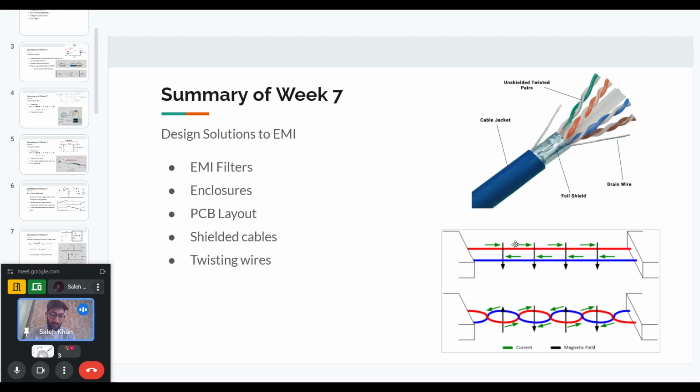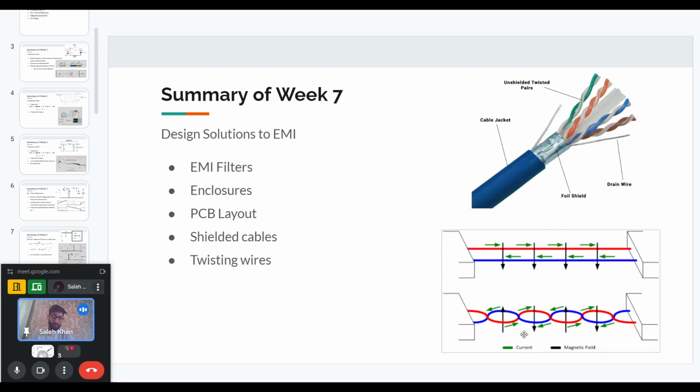Another way to reduce EMI is twisting wires. If we have two wires, one will be the forward path and another will be the return path. If they are not twisted, they will form a loop, and this loop will form a magnetic field. Every portion of the wire will contribute to the field in the same direction. If you apply the right hand rule here, you will see that the magnetic field is in the downward direction, and it is the same everywhere because the current direction is the same.